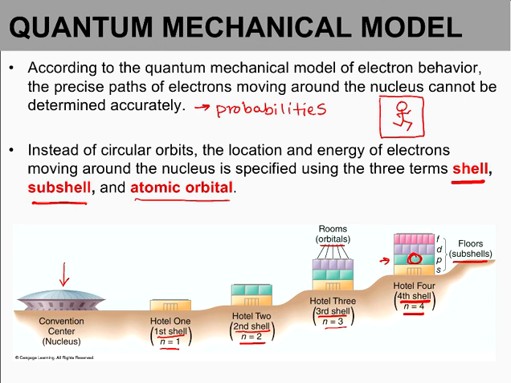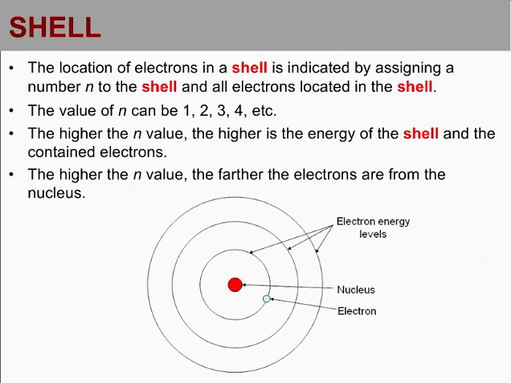Okay, so let's dive a little bit deeper. We're going to start with shells. So let's kind of summarize what we talked about. The location of electrons in a shell is indicated by assigning a number n to the shell and all electrons located in the shell. So down below we have, again, the Bohr model.